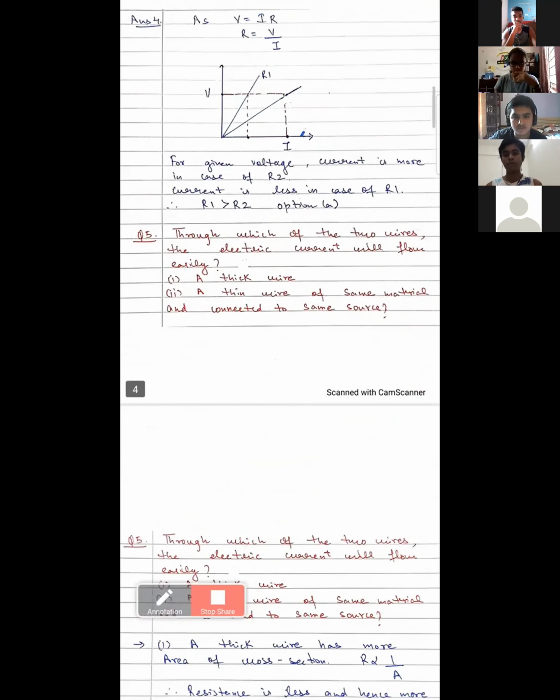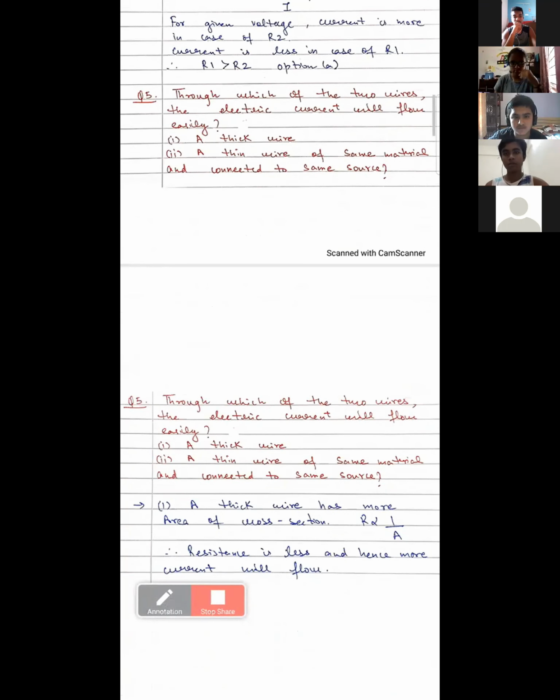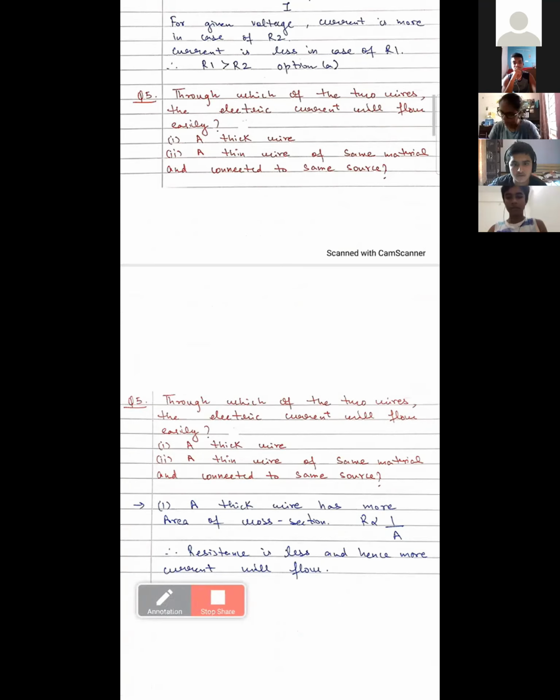Now come to the next question. Through which of the two wires will the electric current flow easily, a thick wire or a thin wire of the same material and connected to the same source? So two types of wires are there, a thick wire and a thin wire. They are of the same material, which means resistivity, rho, is the same. They are connected to the same source. So which one will have more current flowing through it?